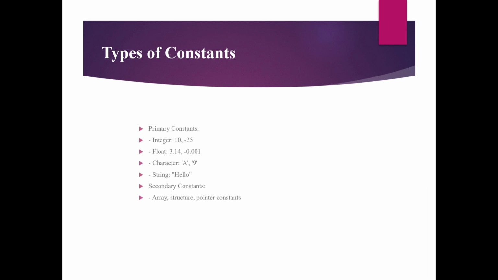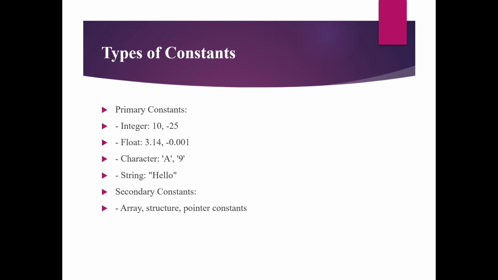Next up is types of constants. In C, we divide constants into two broad categories, which are primary and secondary. Primary constants are basic ones and are used very frequently. Integer constants are like 10 or minus 25. Floating point constants are like 3.14 or negative 0.001, which is basically a decimal number. Next is character constants like 'a' or '9'. Next is string constants like "hello" or "world".